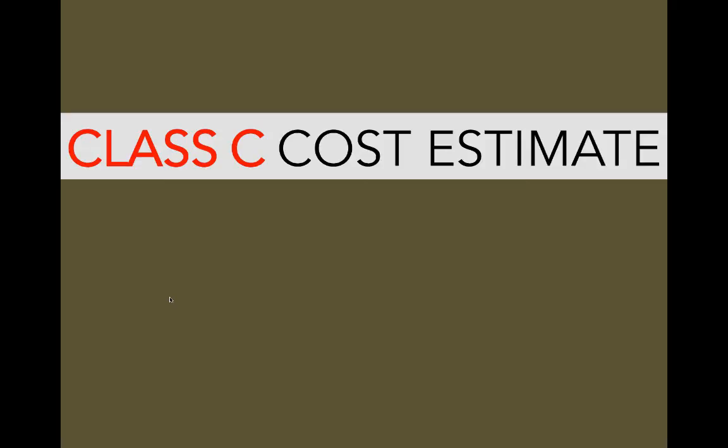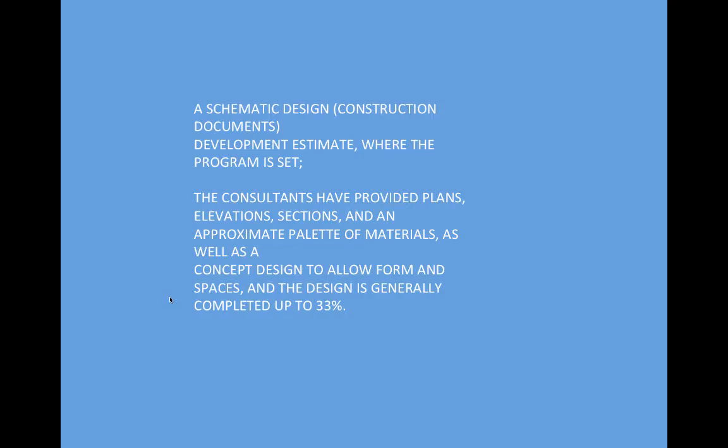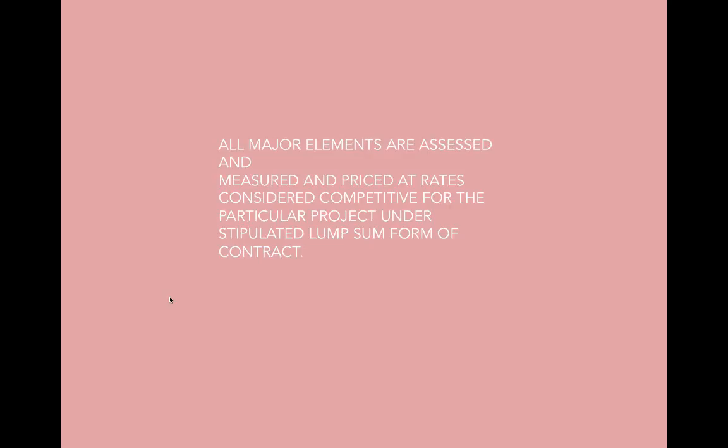Class C cost estimates. So this is when you really have a schematic design, where the program is set and confirmed. So you provided plans, elevations, sections, and a palette of materials. A lot of form and space, and then the design is completed up to 33%. So all the major elements are assessed and measured and priced at rates considered competitive for that particular project. Under stipulated, in this case, it's stipulated lump sum form.